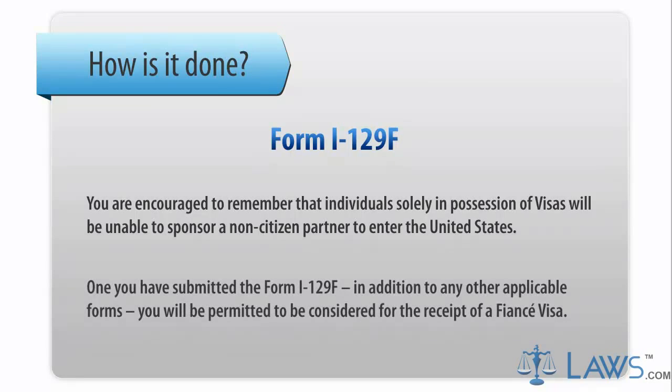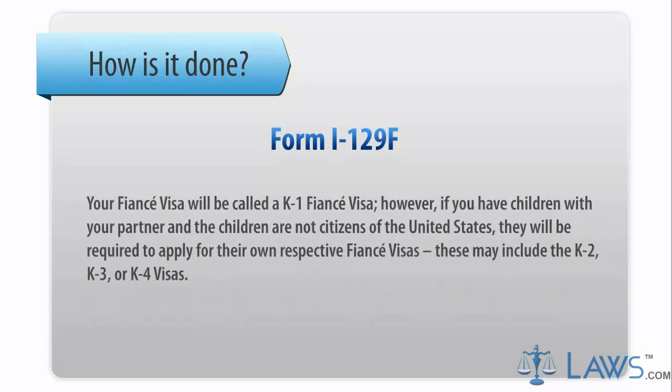Once you have submitted the Form I-129F, in addition to any other applicable forms, you will be permitted to be considered for the receipt of a Fiance visa. Your Fiance visa will be called a K-1 Fiance visa. However, if you have children with your partner and the children are not citizens of the United States, they will be required to apply for their own respective Fiance visas. These may include the K-2, K-3, or K-4 visas.